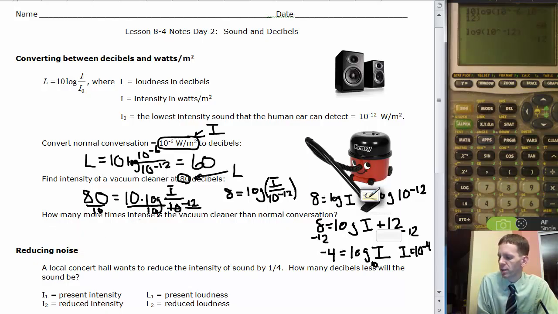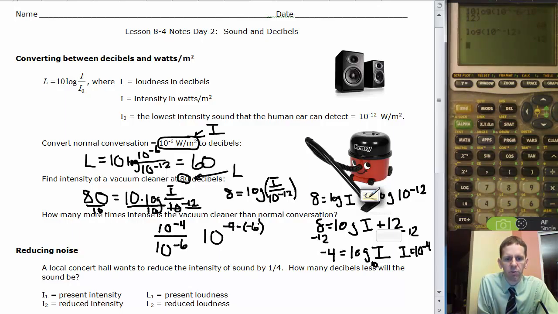For our last question, how many more times intense is a vacuum cleaner than normal conversation? The vacuum cleaner value here is 10 to the negative 4th power, and we're going to divide it by normal conversation, which is 10 to the negative 6th power. With exponents, you subtract the exponents, so this is going to be 10 to the negative 4 minus negative 6 power. Negative 4 minus negative 6 is equal to 2. So it's equal to 10 squared, and that's equal to 100.